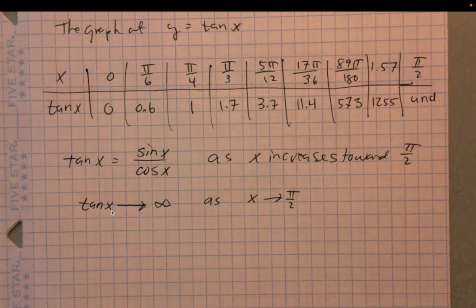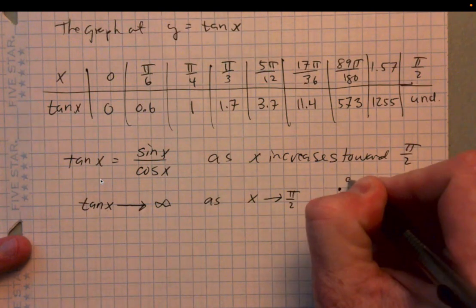And it's in fact the case that we can't directly evaluate tangent of pi over 2 because the cosine is 0 at pi over 2. So you can think about it like this. When we're really, really close to pi over 2, then the sine, the numerator here, is really, really close to 1. And when we're really, really close to pi over 2, the denominator, the cosine, is really, really close to 0.